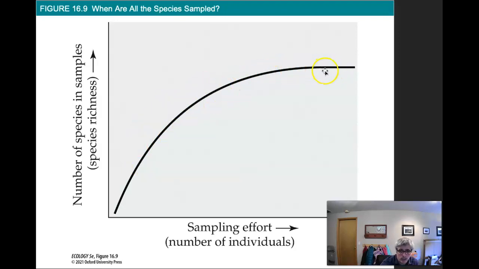After a certain amount of sampling effort, we just start seeing the same things over and over again. And every once in a while, we might pick up a new species. So we want to sample until we start to approach the asymptote here. If we stop sampling here on the exponential growth part of the curve, we don't know if this keeps shooting straight up or where it starts to plateau.